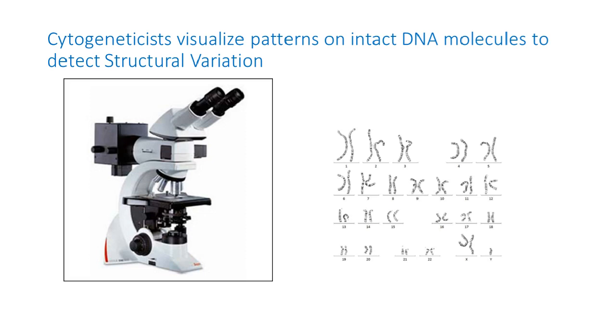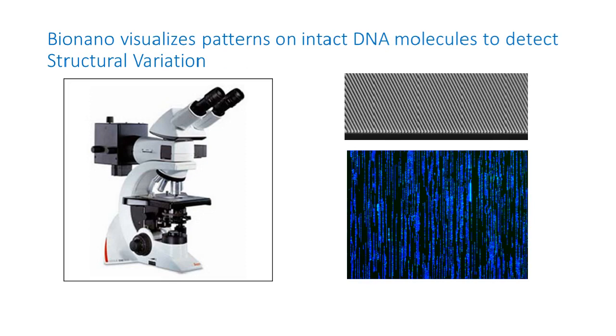Now, Bionano uses a similar method. We add nanochannel arrays, hundreds of thousands of unique small channels that each fit a single DNA molecule. And we use those to linearize the DNA molecule. So we can look at intact megabase-sized molecules massively in parallel.